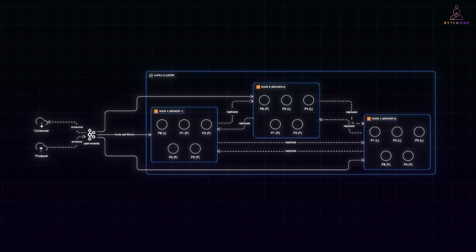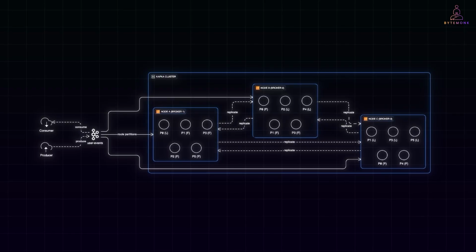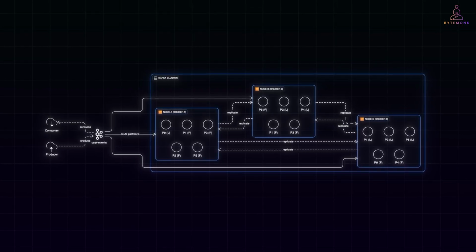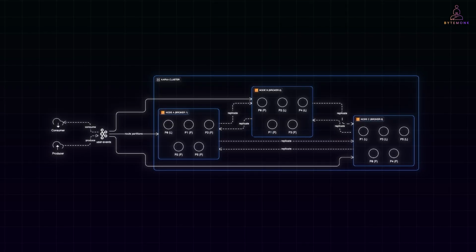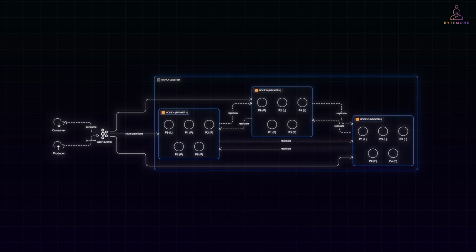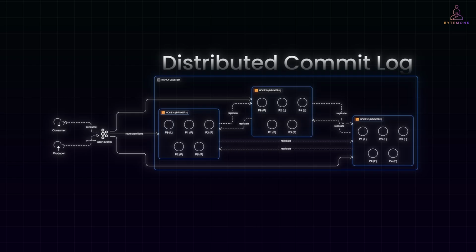In short, topics organize events by category. Partitions divide the load and preserve order within each stream. And brokers are the servers that hold and serve this data. Together, they form Kafka's distributed commit log. Scalable, fault-tolerant, and perfect for systems like stock trading, where even a single missing event could cost millions.